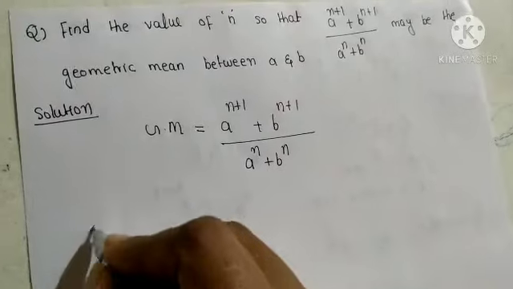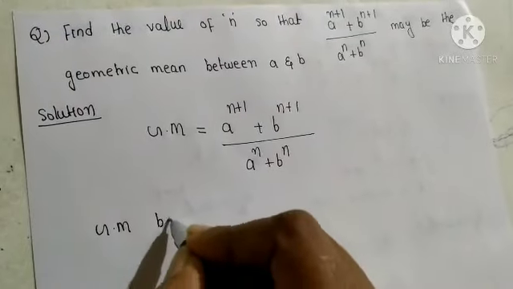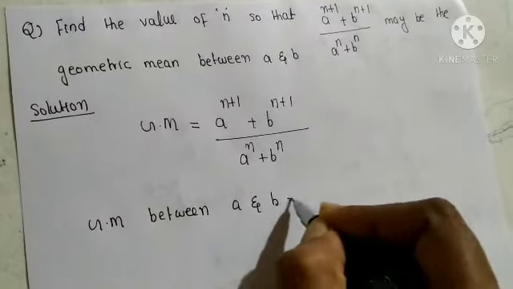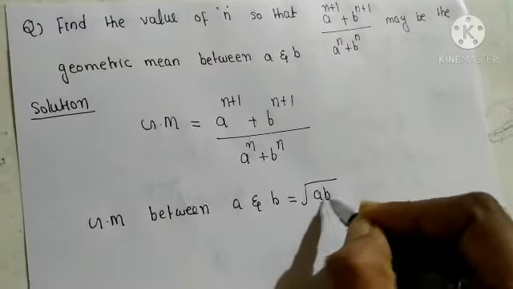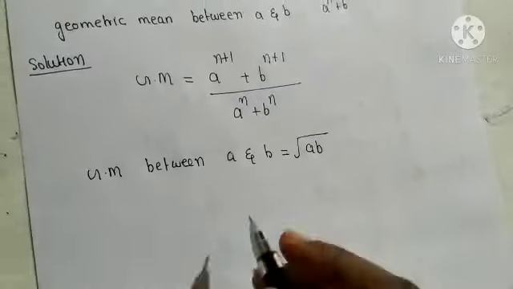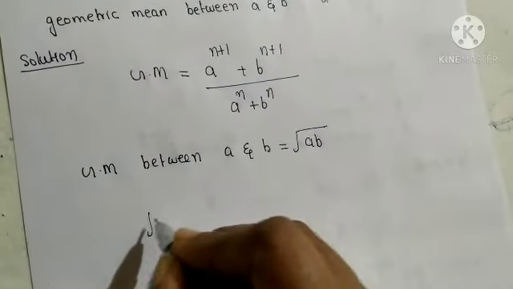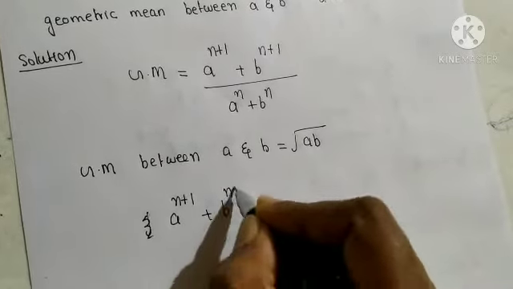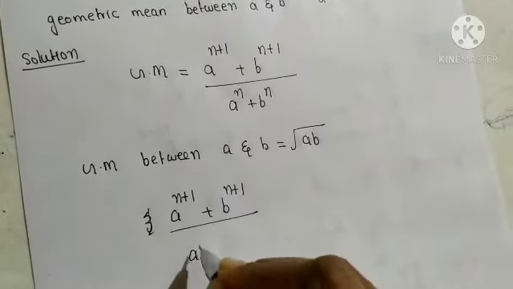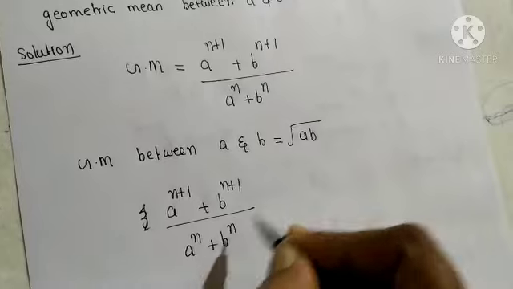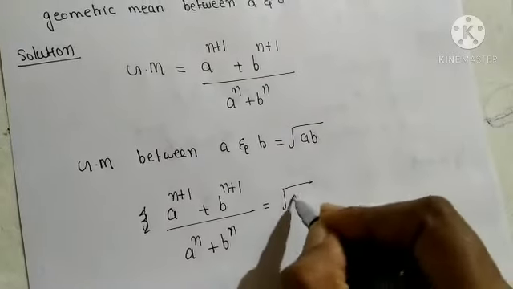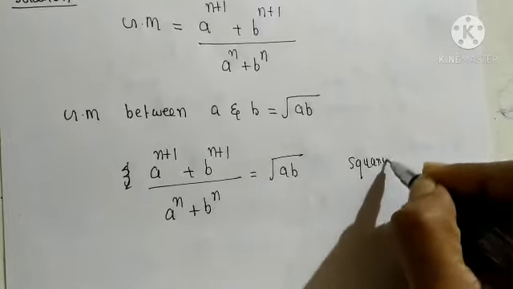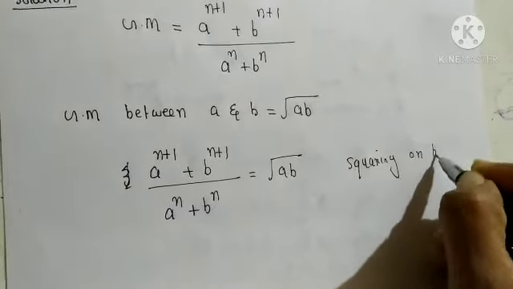And we know that geometric mean between a and b is root of ab. So equating these two terms we get a raised to n plus 1 plus b raised to n plus 1 divided by a raised to n plus b raised to n equal to root ab. Next I am going to square on both sides.